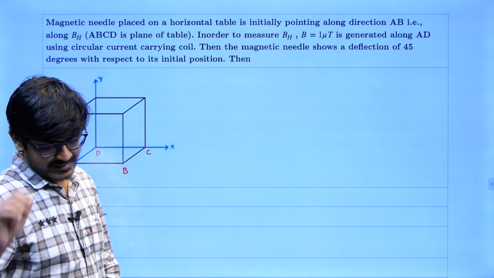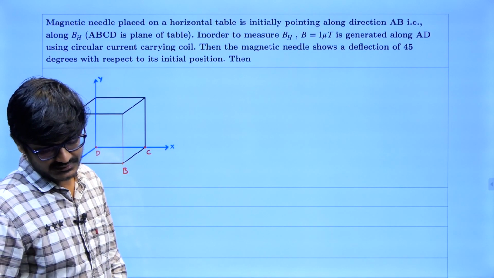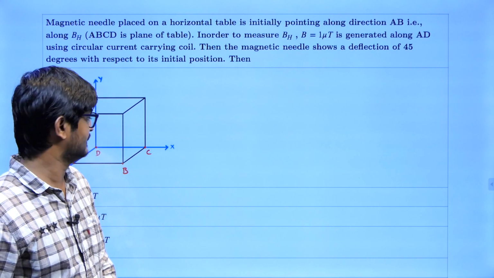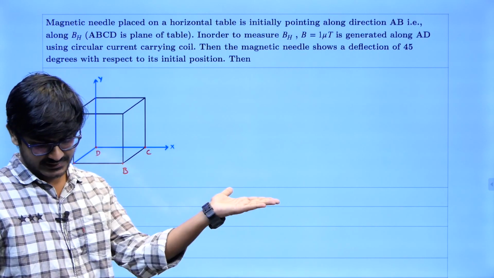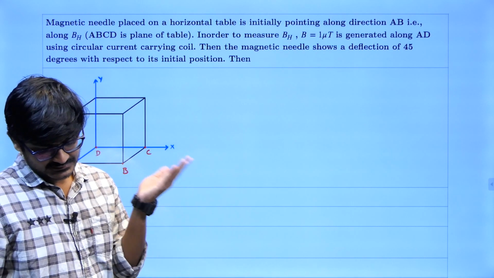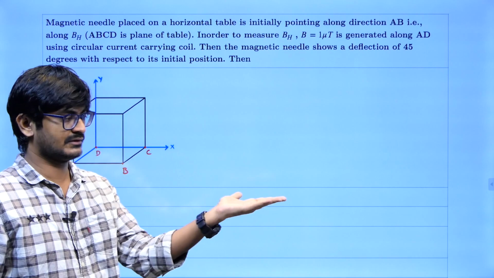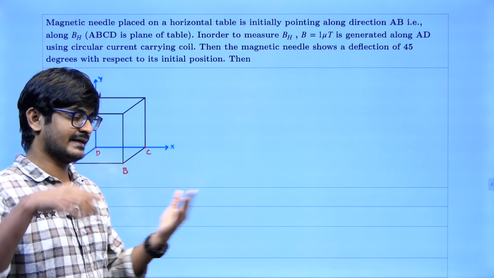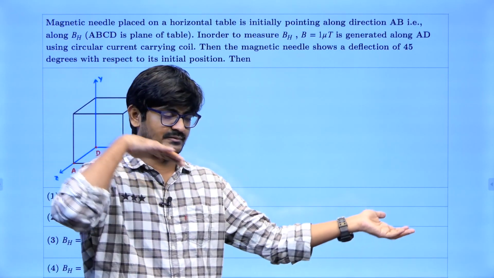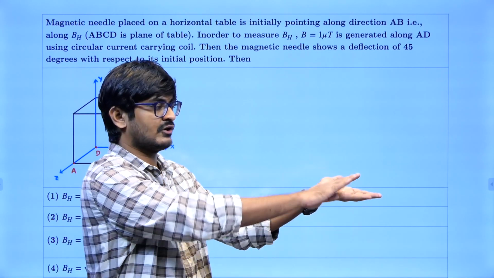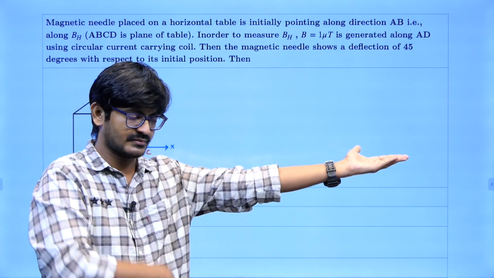Okay, and the next question goes like, a magnetic needle placed on a horizontal table is initially pointing along the direction AB. So initially it is pointing along this direction AB. That is, BH is along this direction. Now if I am standing here, the magnetic field line will be somewhere along this direction. When I take its horizontal component, it will be this direction, and the vertical component will be in this direction.